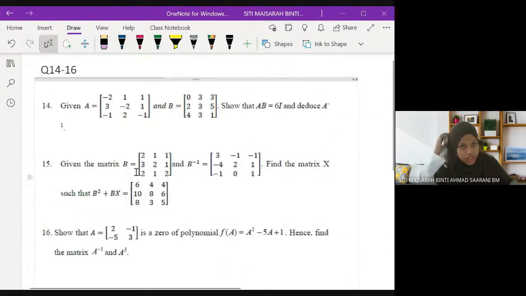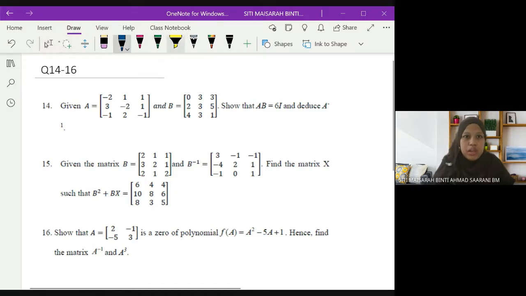Okay, given A, we element negative 2, 1, 1, 3, negative 2, 1, negative 1, 2, negative 1, and B, 0, 3, 3, 2, 3, 5, 4, 3, 1, show that AB is equal to 6I and deduce A inverse. So ada dua question, we have two question. The first one, we want to show AB, A multiplied by B equals to 6I and deduce A inverse. Deduce A inverse suppose from AB is equal to 6I.